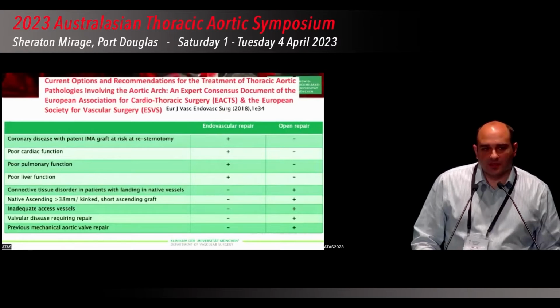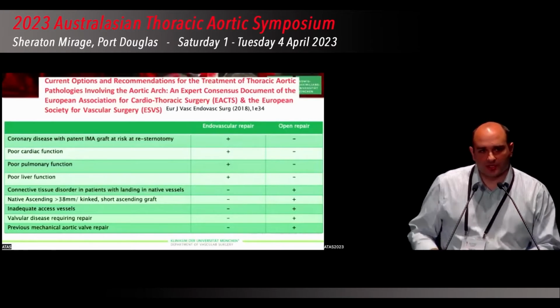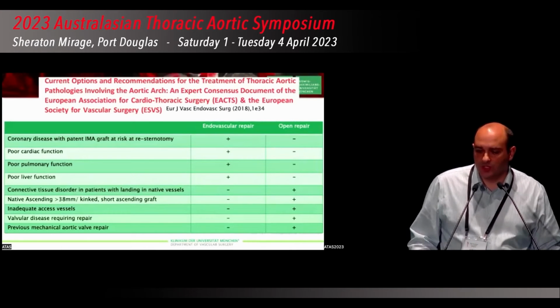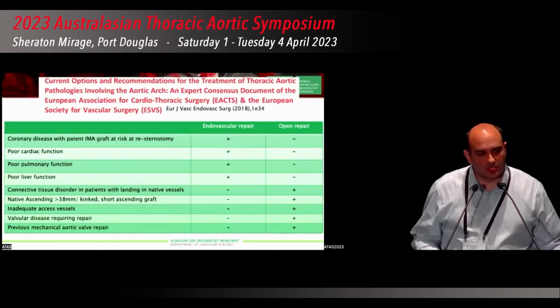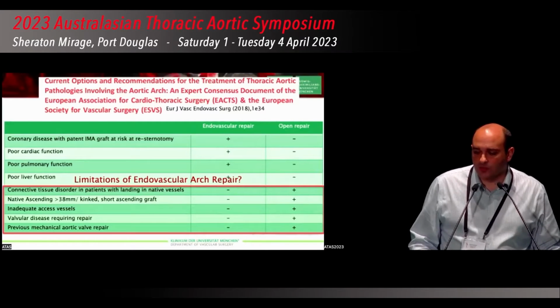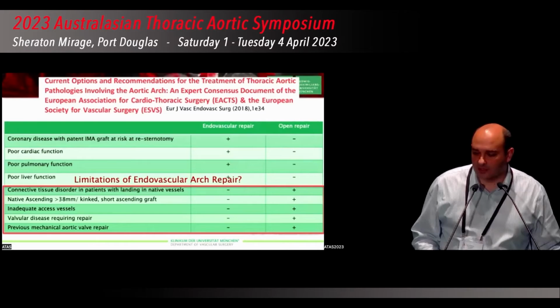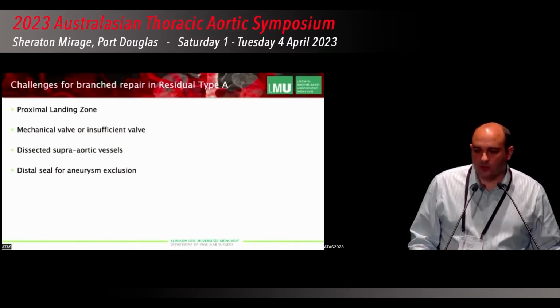The European Society of Cardiovascular Surgery and the European Society of Vascular Surgery found a good consensus a few years ago in terms of which patients should be treated with which technique. And it was also obvious that there were some limitations in the endovascular repair. Patients with connective tissue disorder should not be treated with this technique, nor when you have a very dilated ascending aorta, difficult access vessels, and of course a previous mechanical aortic valve. Let's see how we deal with these limitations.